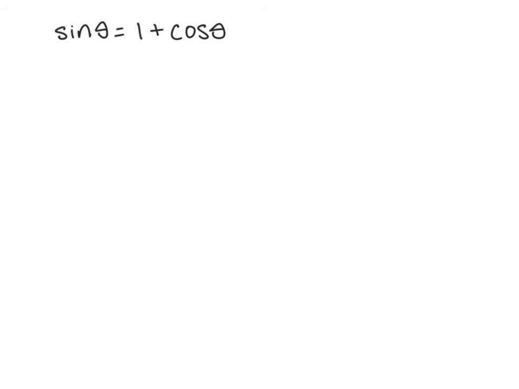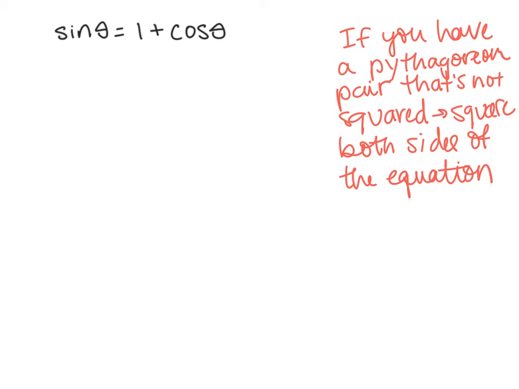Okay, last one for now. And this one, notice it's a sine and a cosine, and again, we know they relate with the Pythagorean IDs. The problem, though, is we don't have any squares. So one last method that can help you out is if you notice you have trig functions that go together with the Pythagorean IDs, you want to square both sides so that you can use the Pythagorean IDs. So the method we're using here is if you have a Pythagorean pair, but they are not squared, then you can square both sides of the equation.